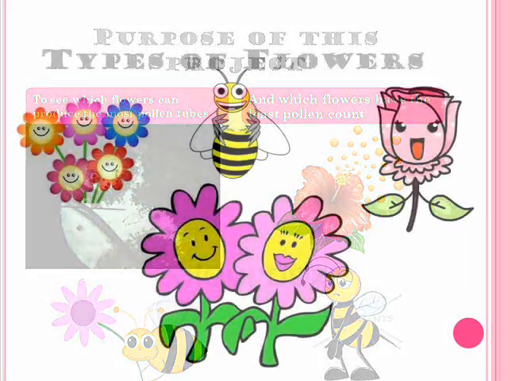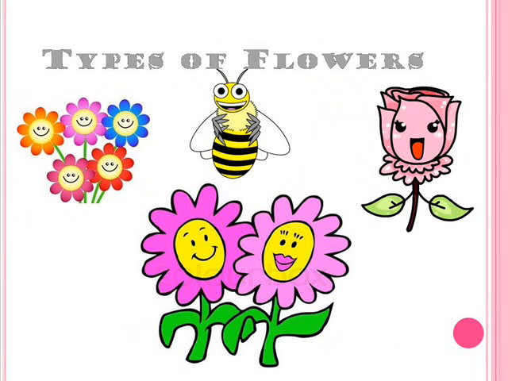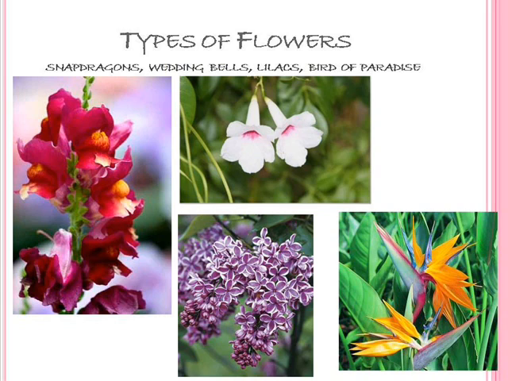And now for the types of flowers. The types of flowers that we used in this experiment were the snapdragons, wedding bells, lilacs, and bird of paradise.